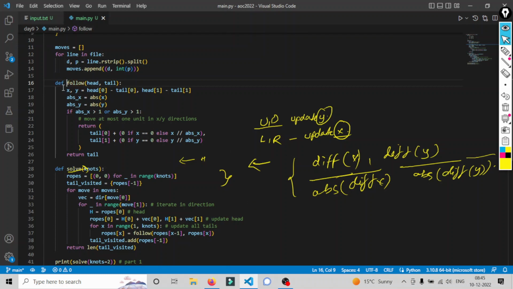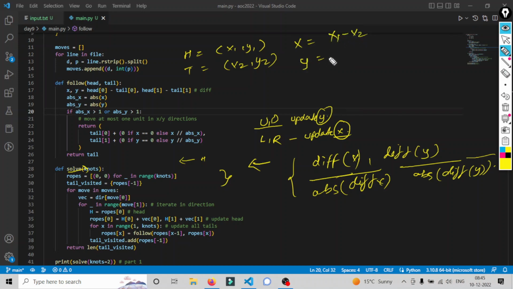So if you see here, I have calculated the difference. This is nothing but the difference, right? It means subtracting x of both head and tail. Suppose the head position is x1, y1 and the tail position is x2, y2. Then what it is doing is x equals x1 minus x2 and y equals y1 minus y2. That is what it is doing here.